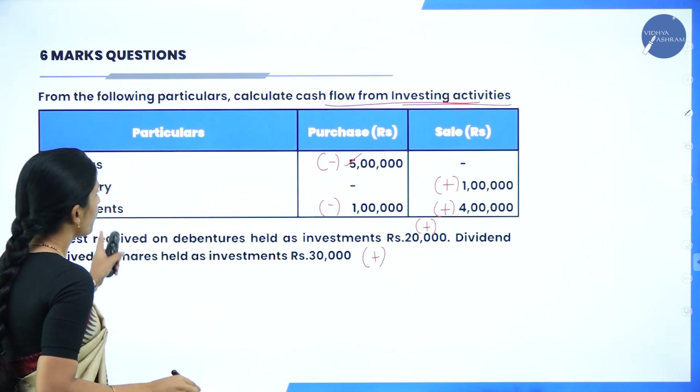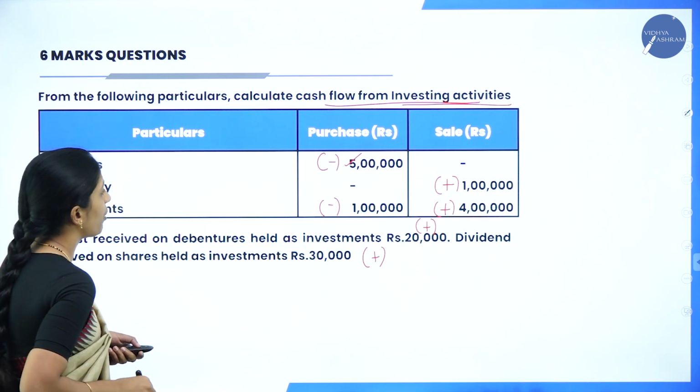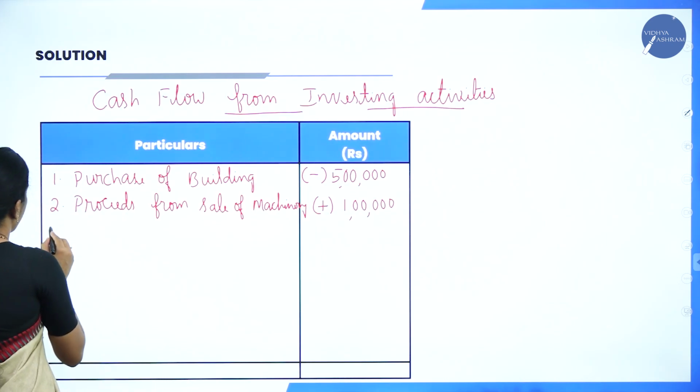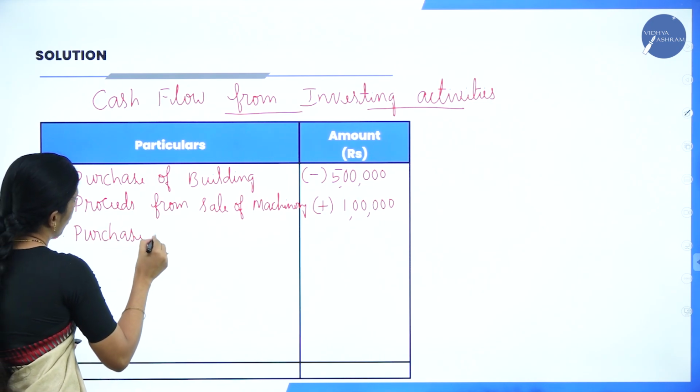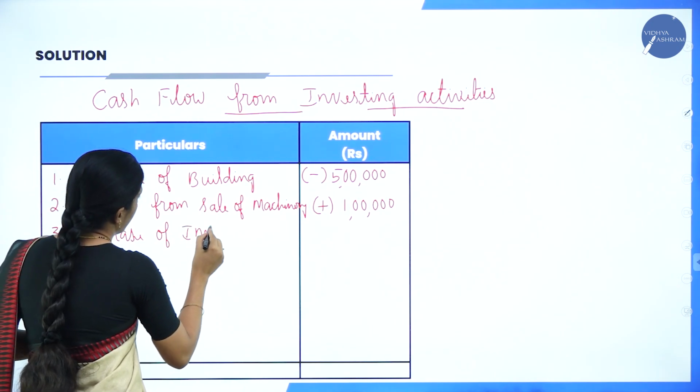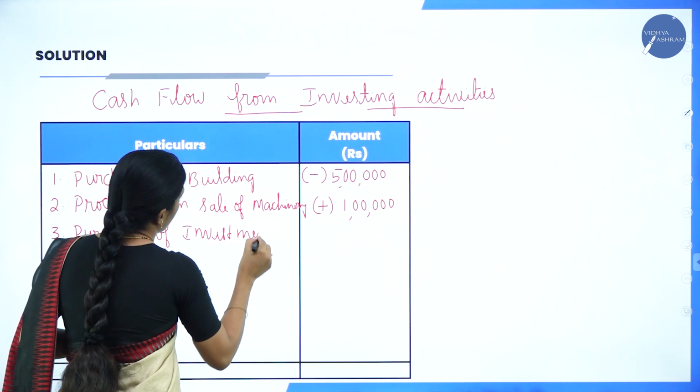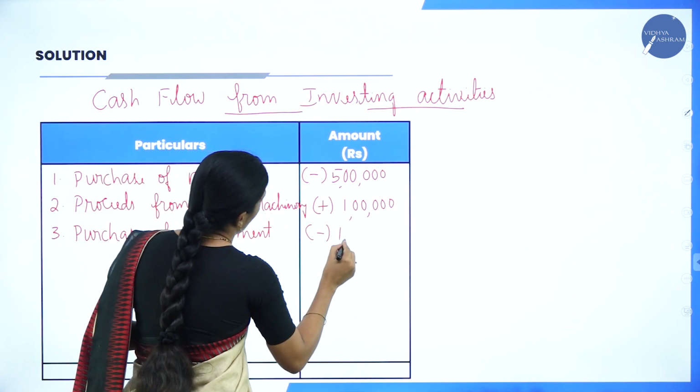Next, third one is we have investment, purchase of investment, minus 1 lakh.